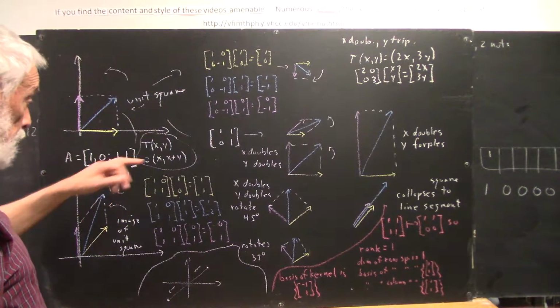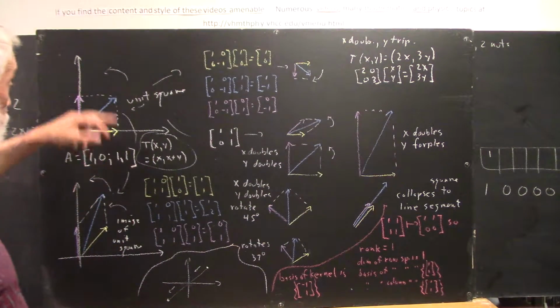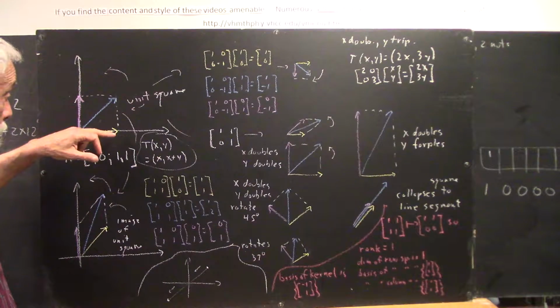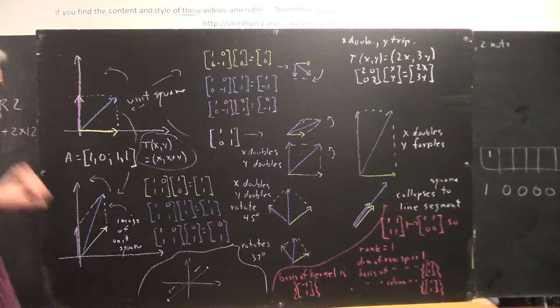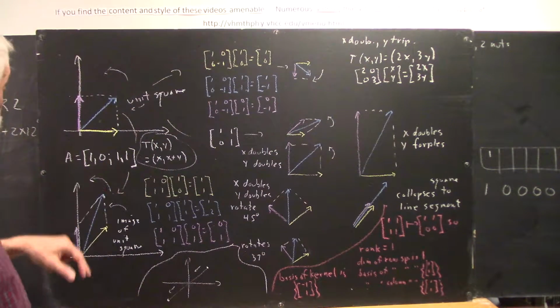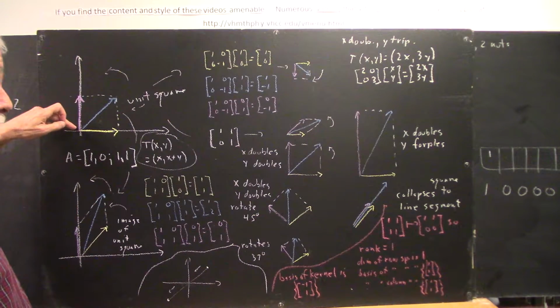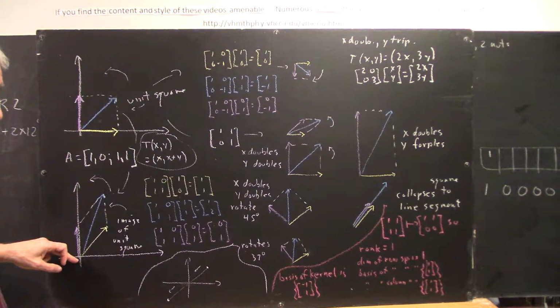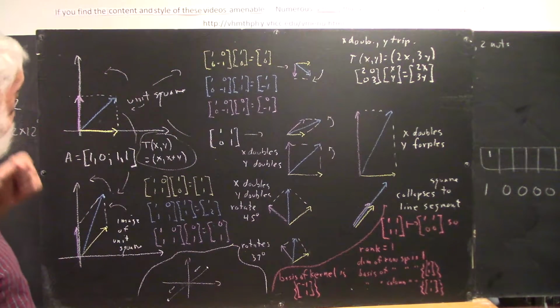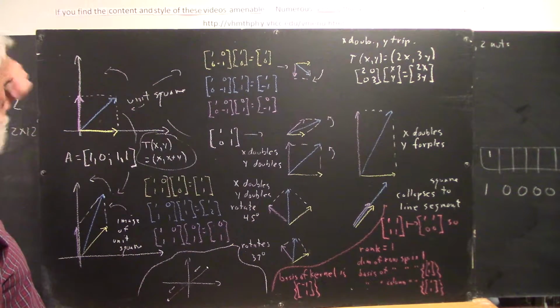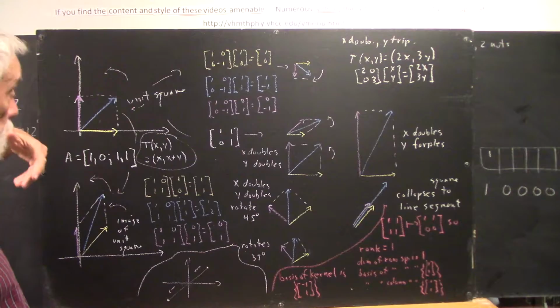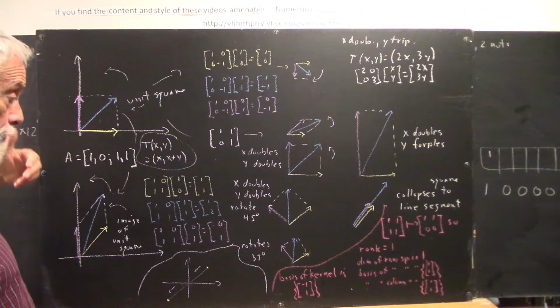And that leaves the x component of any vector unchanged, so that the x components of this vector and this vector are both 1, and the x components of both of these vectors are 1. The x component of this vector is 0, and the x component of the image vector is 0. The y component of each vector is the x plus the y component of the original vector.